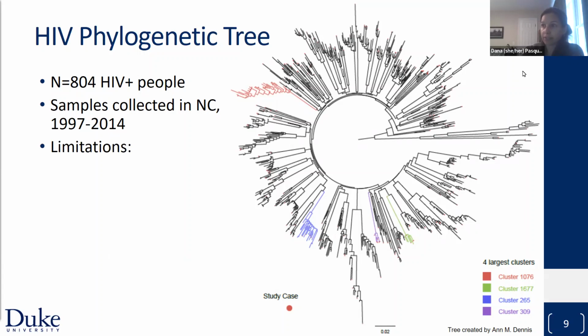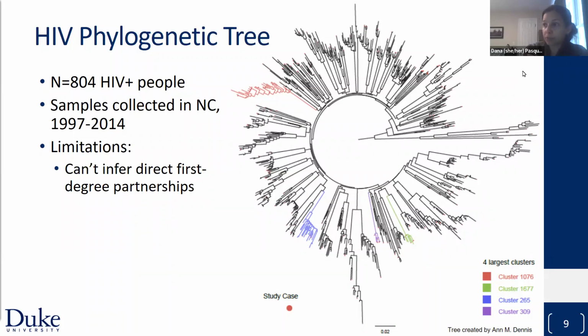There are several key limitations to these kinds of analyses, though. So first is that you can't infer direct first-degree partnerships. There could always be an unsampled person intervening any 2 people who are in a cluster together. And there are 4 clusters picked out here, and those are grouped by color. There's a red, a blue, a purple, and a green.